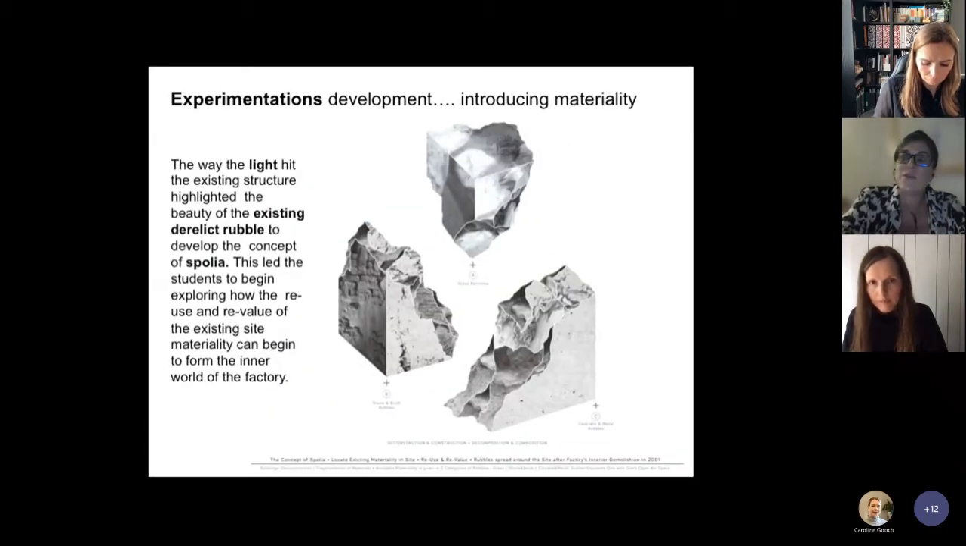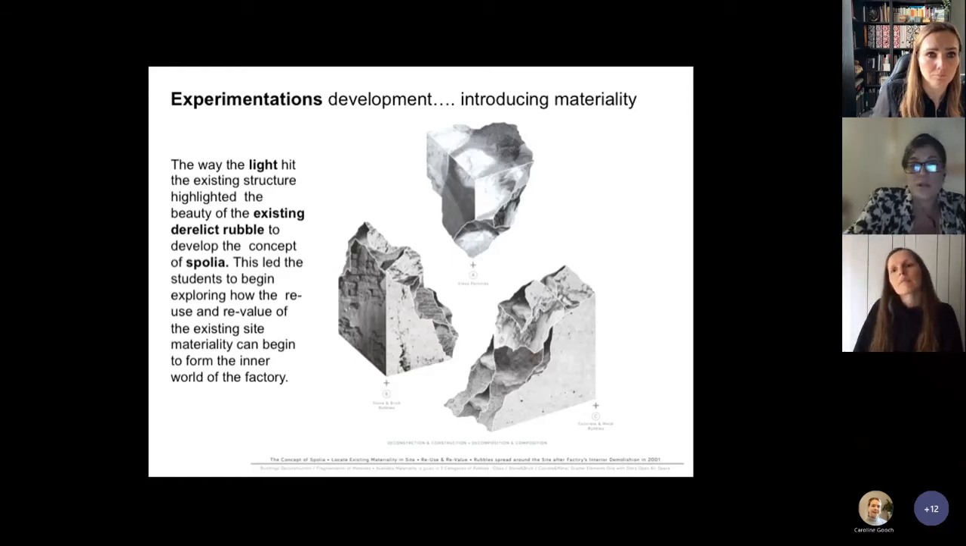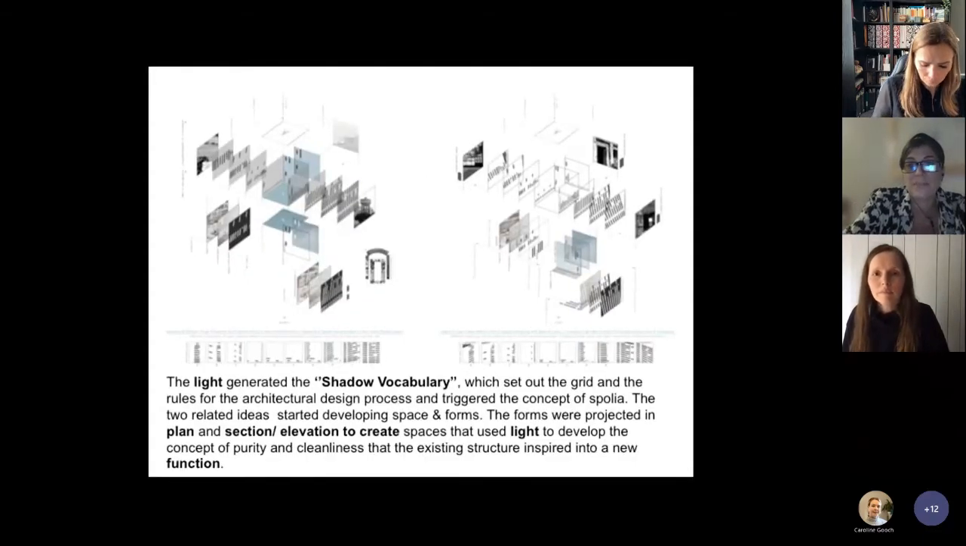This developed, because concepts do develop into other things. She began also looking at how the light highlighted the beauty of the existing derelict rubble, and developed and brought in the concept of spolia, which led the student to begin exploring how the reuse and revalue of the existing site materiality can begin to form the inner world of the factory.